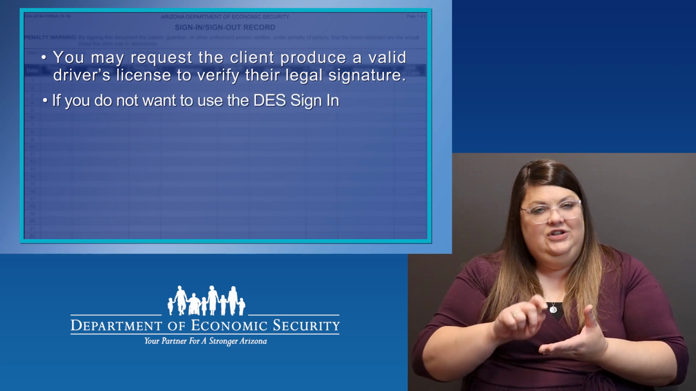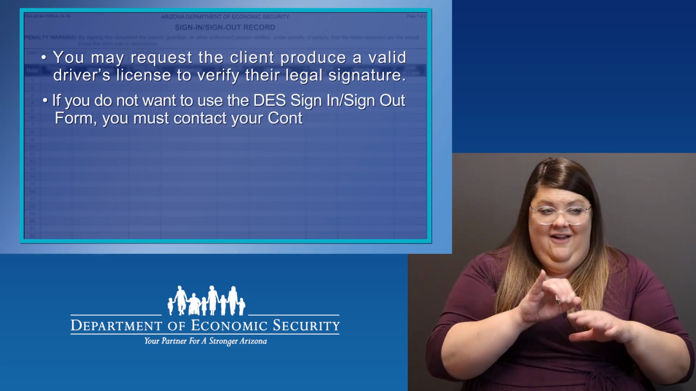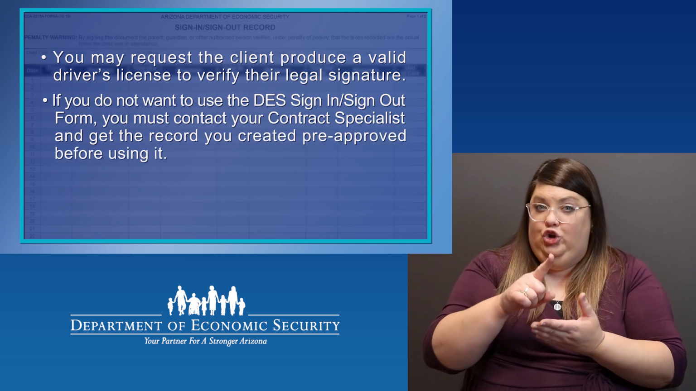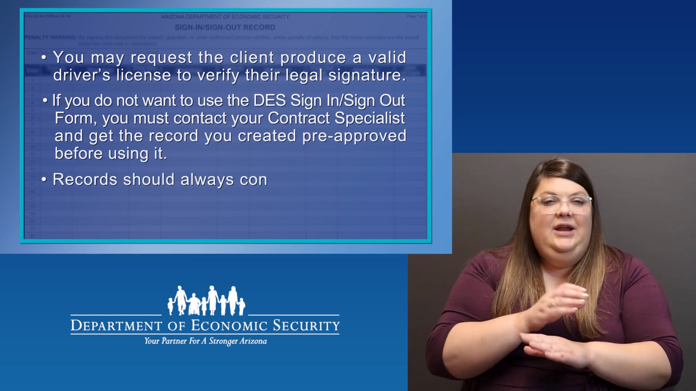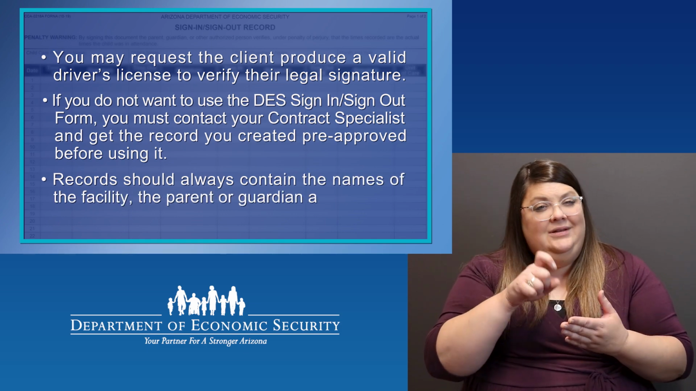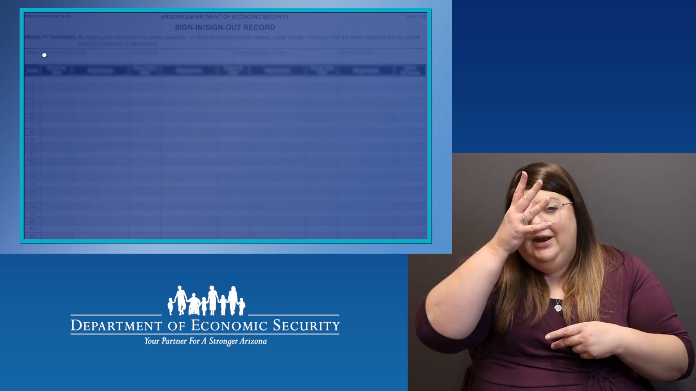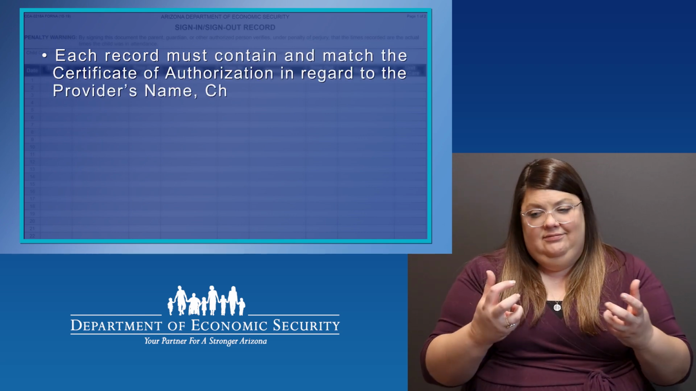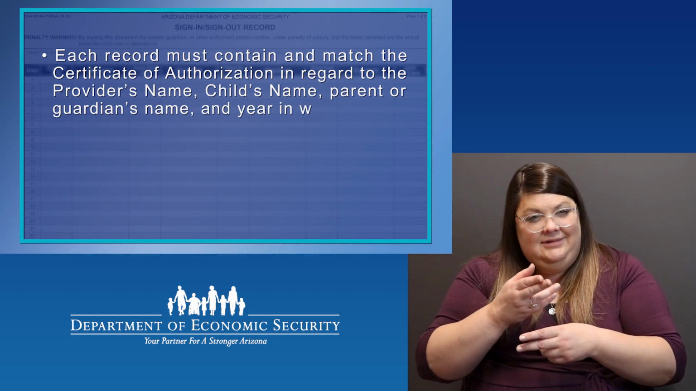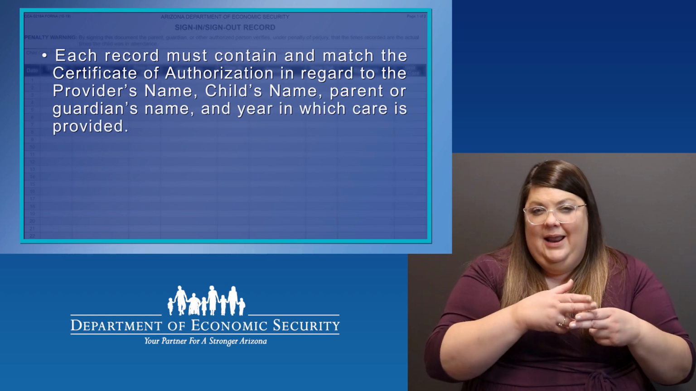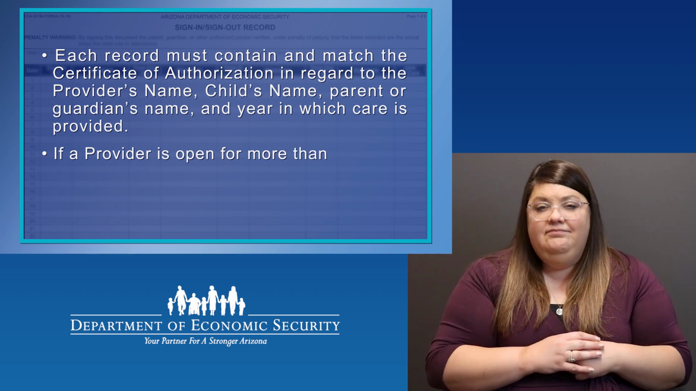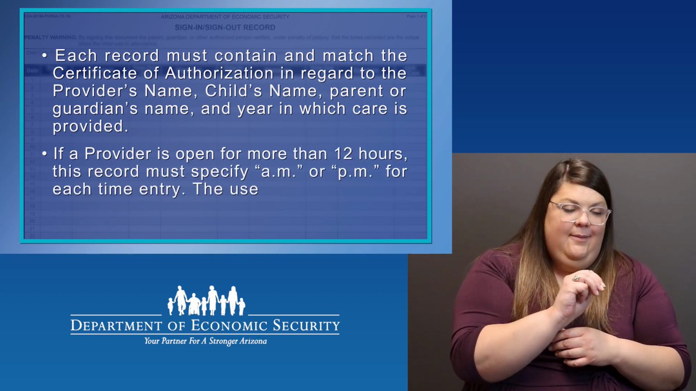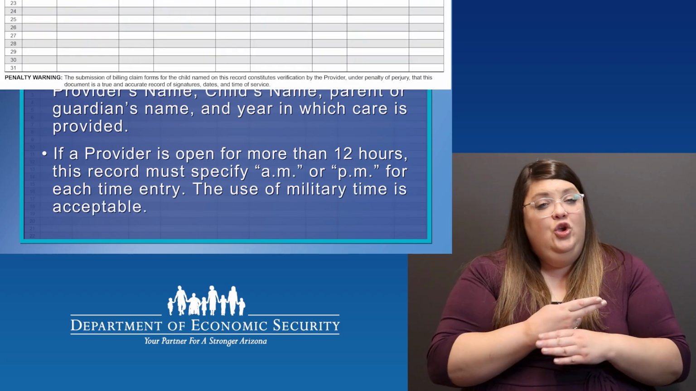If you don't want to use the DES Sign-In, Sign-Out form, you must contact your contract specialist and get the record you created pre-approved before using it. Records should always contain the names of the facility, the parent or guardian, and the child. Each record must contain and match the certificate of authorization in regard to the provider's name, child's name, parent or guardian's name, and year in which care is provided. If a provider is open for more than 12 hours, this record must specify AM or PM for each entry. The use of military time is acceptable.